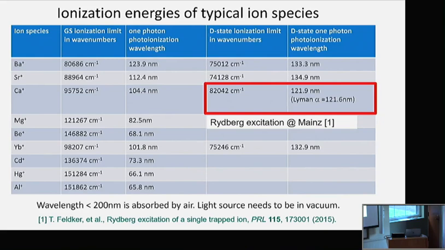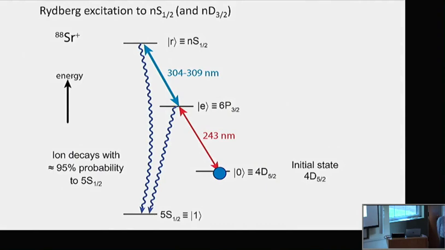We wanted to go in a slightly different direction because we don't have such a laser around, and it's not easy to build one. So what we plan to do is to use a two-photon excitation starting from the metastable D state in strontium 88, and then use a 243 nanometer laser to excite first to 6s 3P, and then from there with another tunable laser, 304 to 309 nanometers, to principal quantum number n from 30 to infinity, basically ns or nd states. Those are the transitions that are dipole allowed, of course. That's what's easy to try.